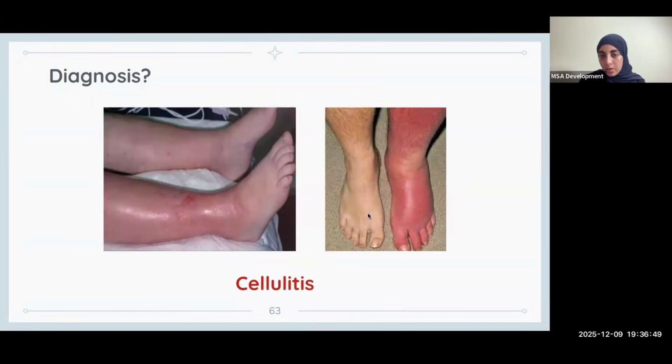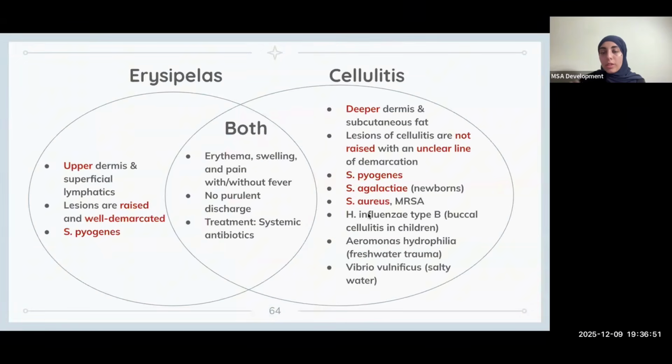This is cellulitis. So, how do you tell the difference? First of all, what's common between them? They are both infection and inflammation in the dermis. Okay, they both lead to erythema, swelling, pain with or without fever. They both do not have pus, there's no purulent discharge, and they're both treated with antibiotics because they are bacterial infection. Okay? So erythema, swelling, pain.